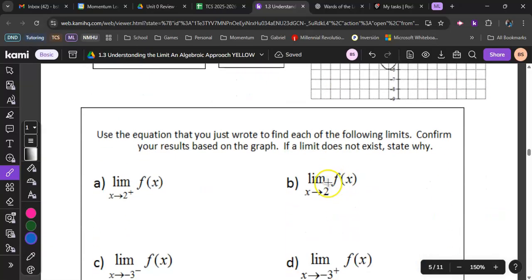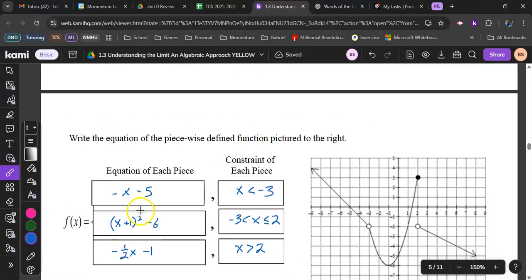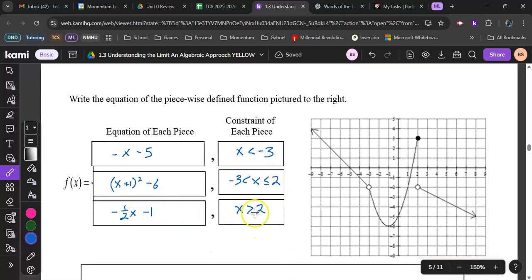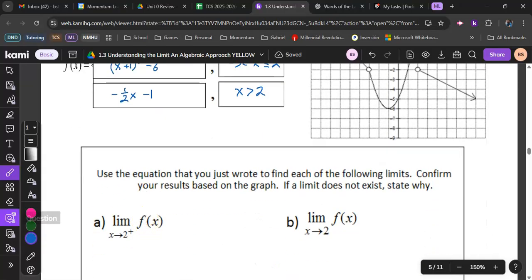All right. Use the equation that you wrote to find the following limits. Confirm it based on the graph. And if it doesn't exist, state why. What's our reason why? Left side does not equal right side. That's our reason, always. All right, we're going to find the limit of f of x as x approaches 2 from the right. If I'm approaching 2 from the right, meaning it's bigger than 2, which of these two functions do I need to use? The bottom one. So if I plug that in there, I'm going to get -1/2 times 2 minus 1, which is -1 minus 1.